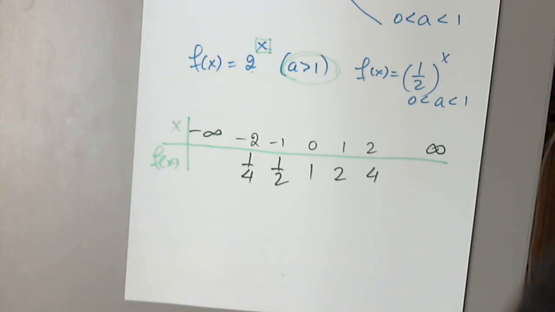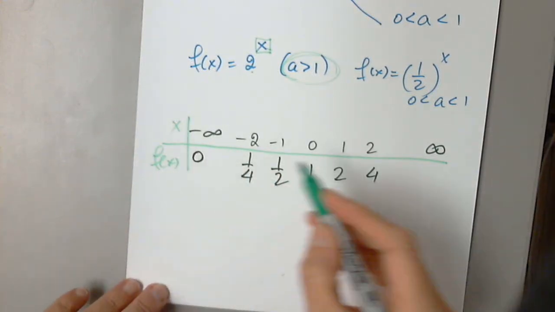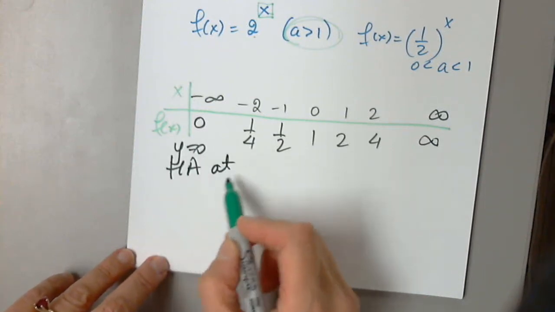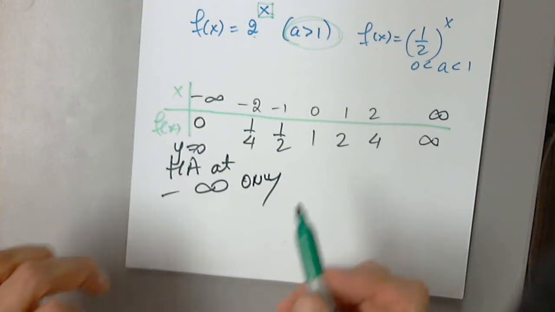Excellent. Good. Now let's try this way. 1/4, 1/8, 1/16, 1/32, 1/64, 1/128, 1/1,000,000. Nothing is negative here, right? So we have not seen this before. y = 0 is a horizontal asymptote at negative infinity only.